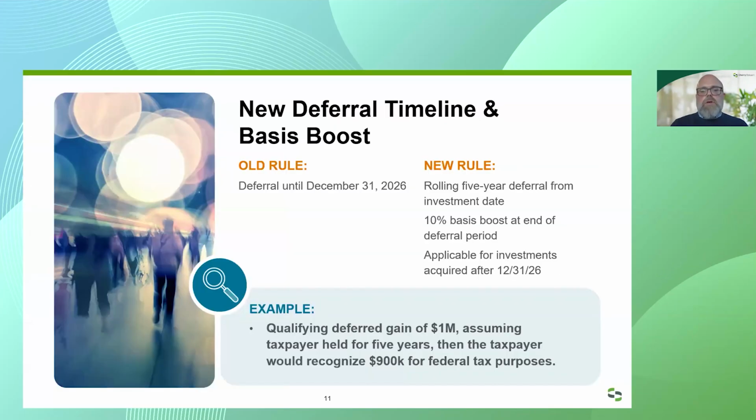We can go to the next slide. So under the old rules, as we talked about, you had a deferral and basis boost that were tied to specific dates. To the extent that you were able to get in before the December 31st, 2019 deadline, or the December 31st, 2021 deadline with respect to the basis boost, and given the ultimate temporary deferral deadline of December 31st, 2026, depending on when you invested, the value of those incentives changed.